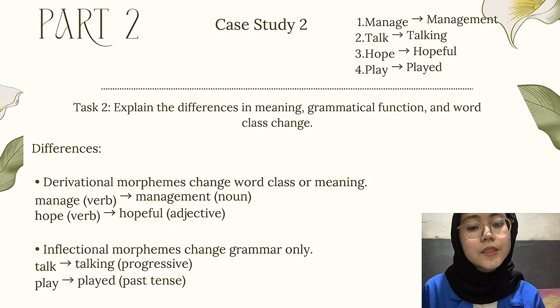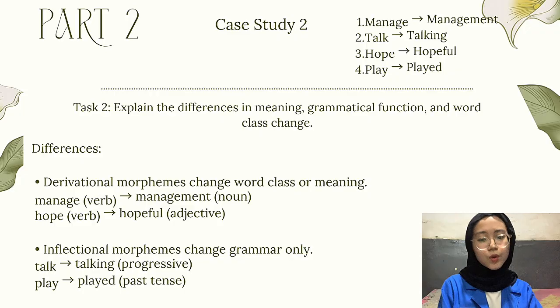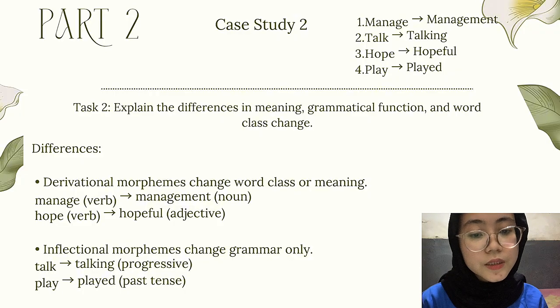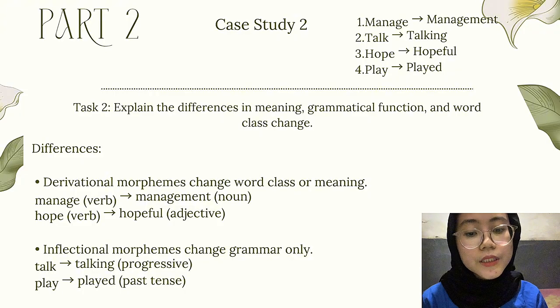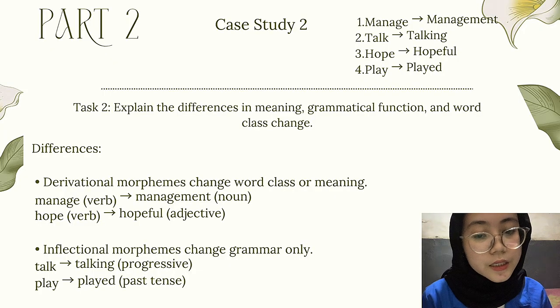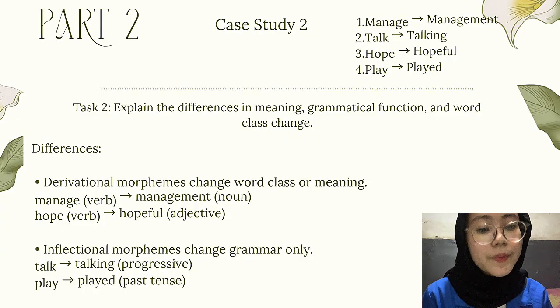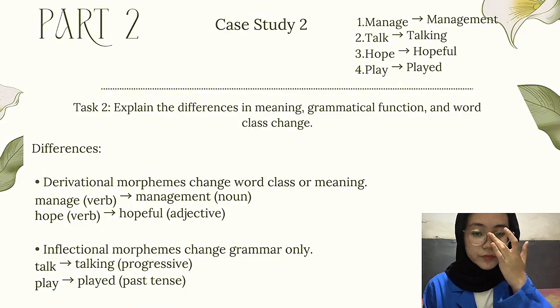And task 2 is to explain the difference in meaning, grammatical function, and word class change. So derivational morphemes change word class or meaning. When a word changes because of a derivational morpheme, it usually changes either its word class or meaning. So for example, manage is a verb, but when we add ment, it becomes management, which is a noun.